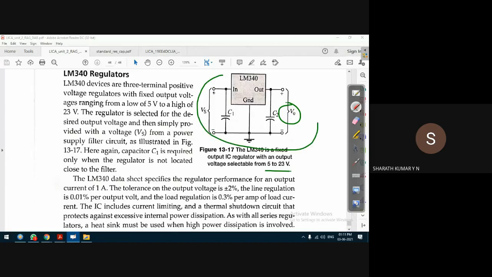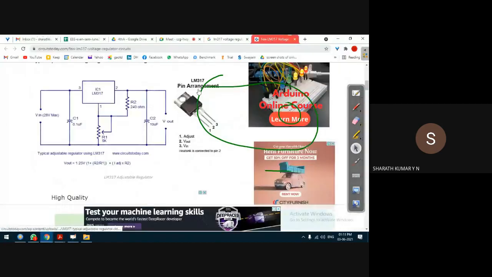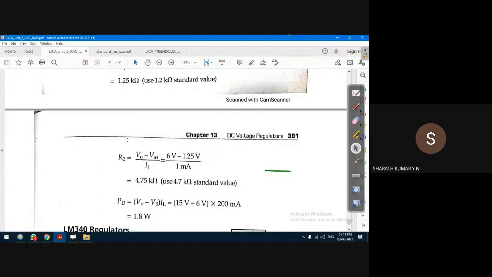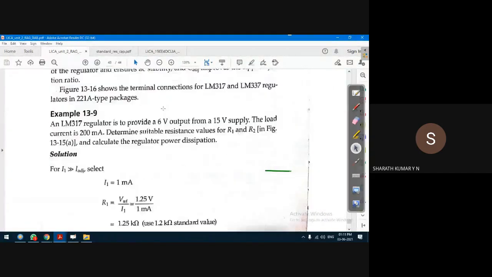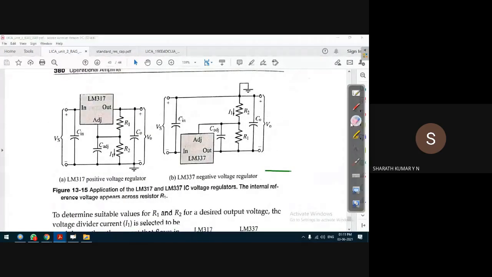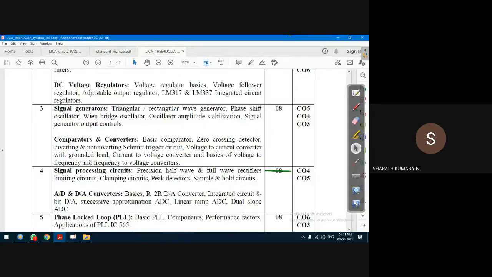So depending on the regulator, the circuit diagram also changes, and accordingly we can make the connections. In our case, in the theory concept, the design is given so that we can appreciate the selection of these components for a particular design. With this, this unit is complete.